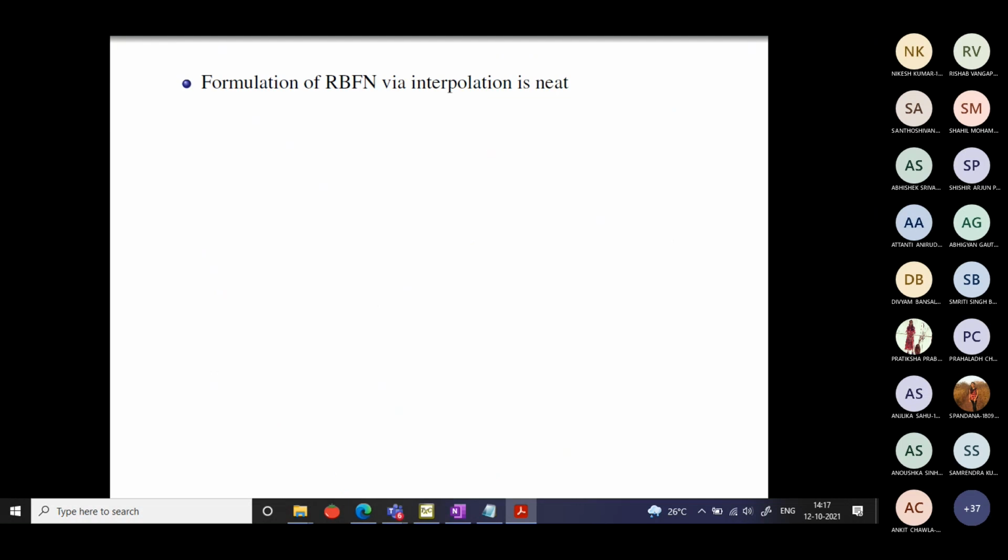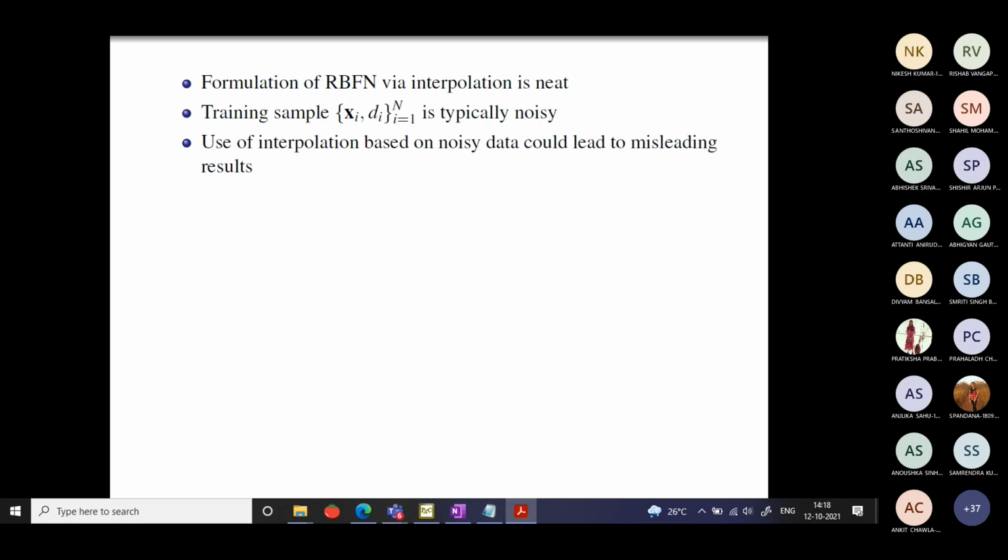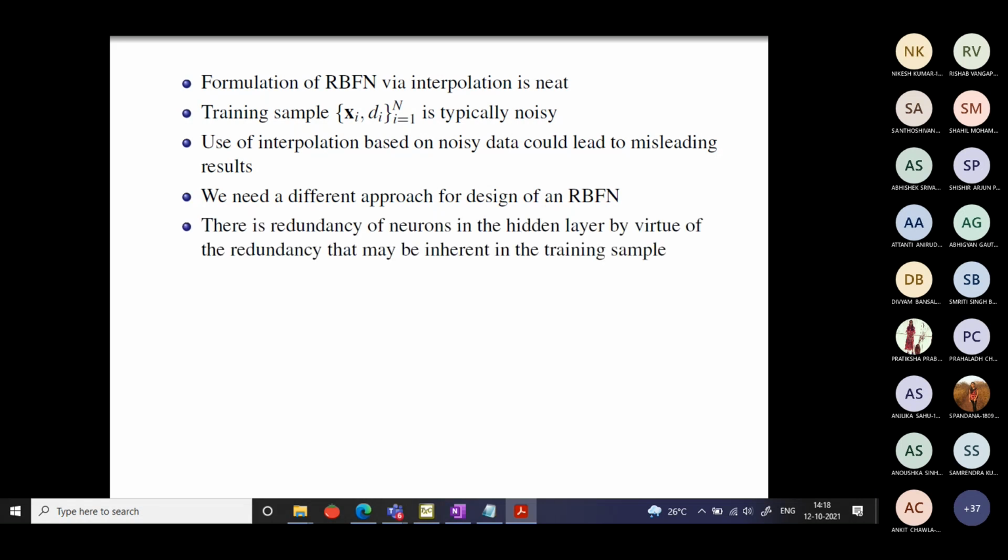Now, of course, when we formulate this RBFN, interpolation is quite neat, straightforward, no confusion. But the training sample is typically noisy. There may be some repetition of the data, redundant data, and some missing values. Then use of interpolation based on noisy data could lead to misleading results, and obviously the size also. So we need a different approach for the design of an RBFN, not strictly as per the interpolation theory. We know that it is not practical if the data size is too large.